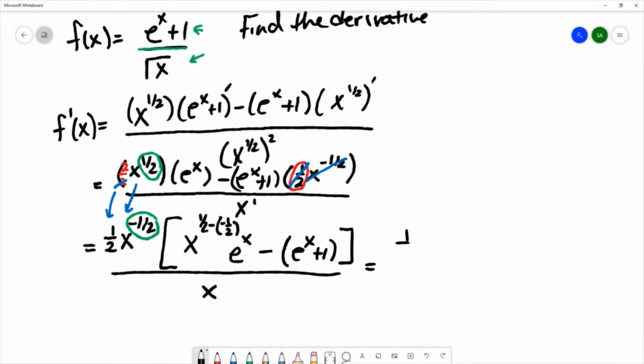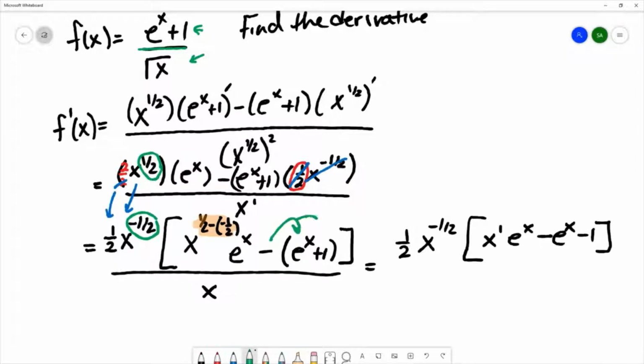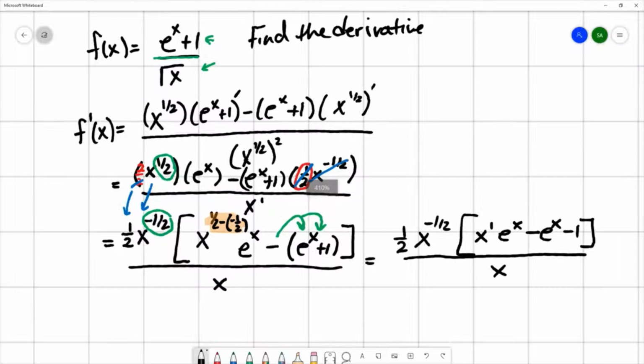We've got 1/2 x to the negative 1/2. And I'll simplify this right here. 1/2 minus negative 1/2 becomes 1/2 plus 1/2, which is 1. So you have x to the first power there. And I've got minus e to the x minus 1. If I distribute that negative over x, we can do a little bit more algebra to simplify this.